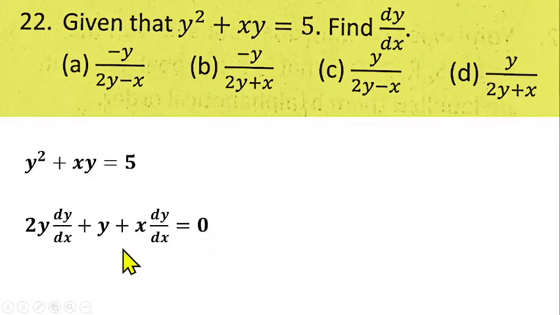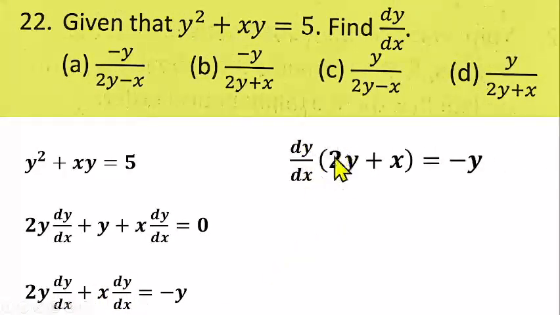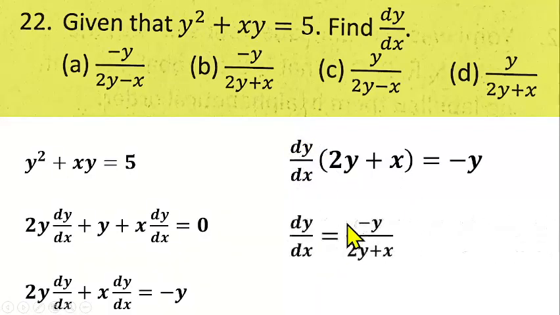Then from there you can collect like terms. You have 2y dy dx, take this y to this side, you have minus y here, then plus x dy dx. So you can factorize dy dx here because it's common. That means you'll have dy dx times 2y plus x equals minus y. So divide both sides by 2y plus x because you are looking for dy dx. So dy dx will be equal to minus y over 2y plus x, which is option B, if I'm correct.